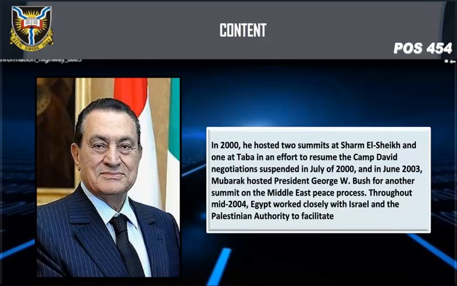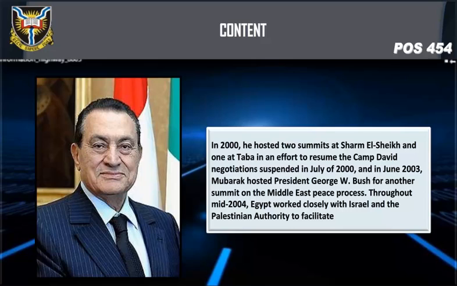In 2000, he hosted two summits at Sharm el-Sheikh and one at Taba in an effort to resume the Camp David negotiations suspended in July of 2000. And in June 2003, Mubarak hosted President George W. Bush for another summit on the Middle East peace process.